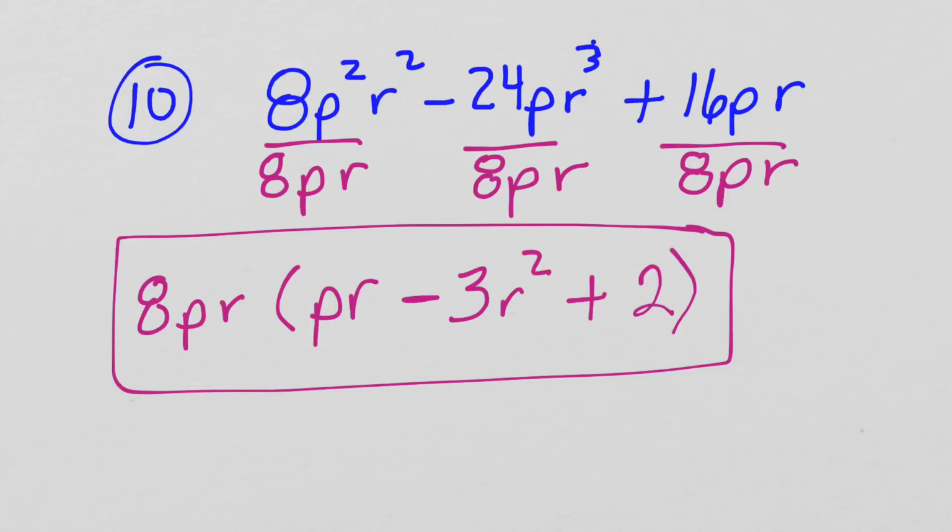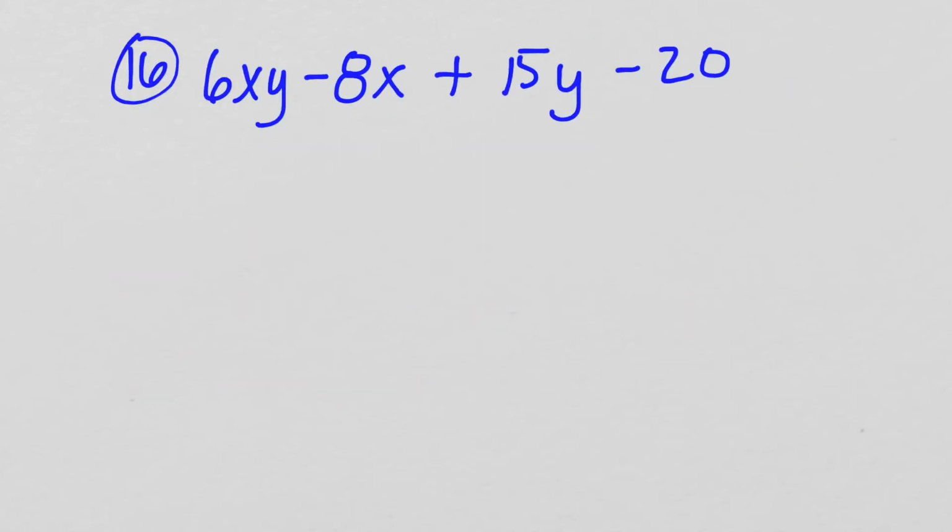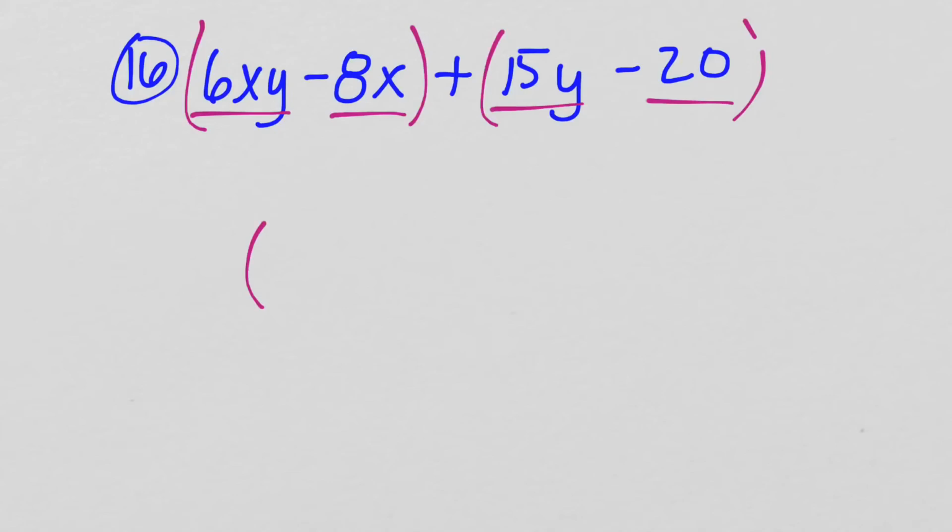Backwards distributive method. Number 16. I'm going to draw a line, draw a line, draw a line, draw a line. Now, the trick here is that I have 4. So when I have 4, I'm going to group them together, and then I'm going to see what they have in common. And I'm going to put my first parentheses here. So the largest number that goes into 6 and 8 is 2. 2 down in my answer.